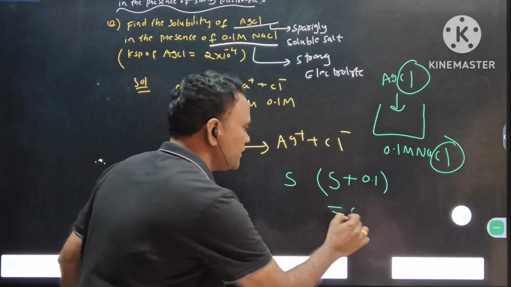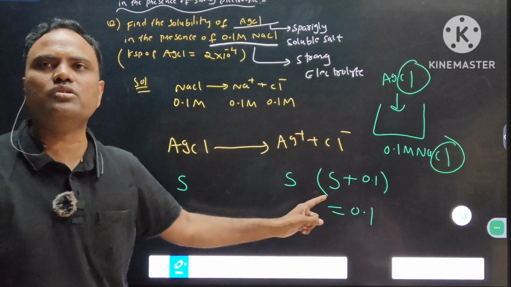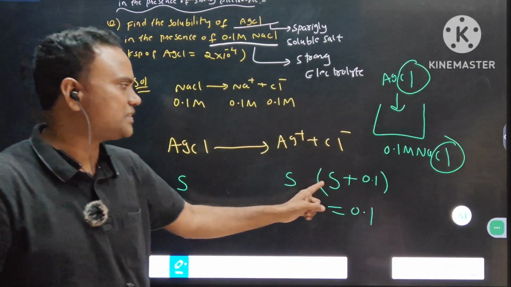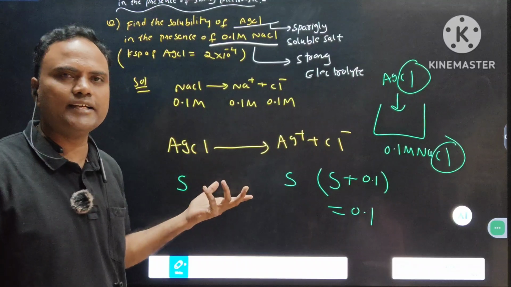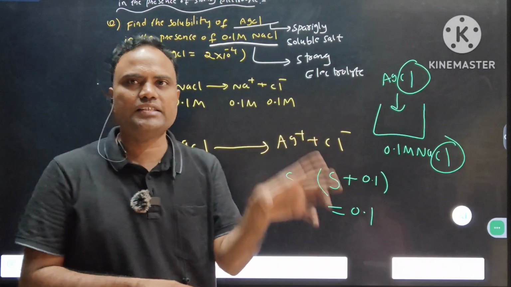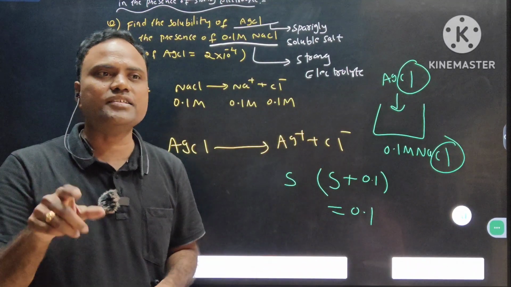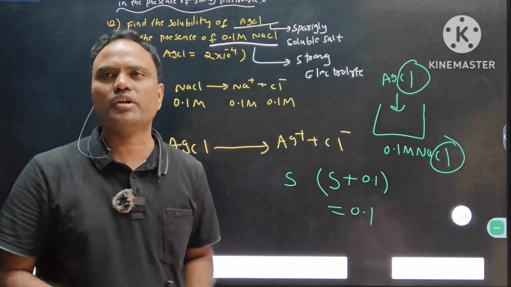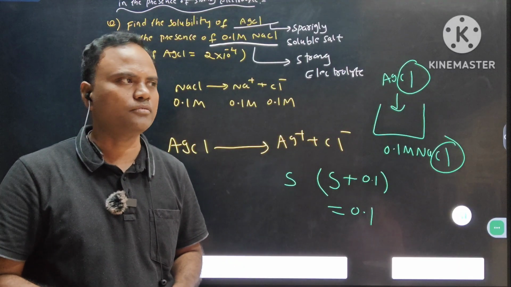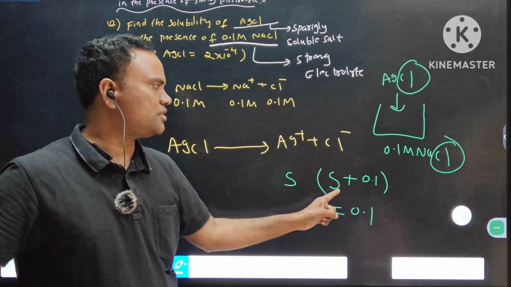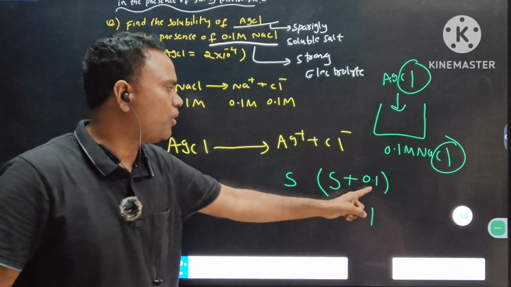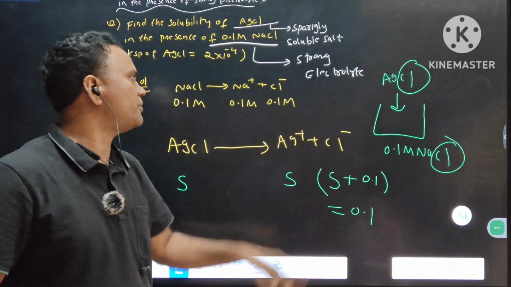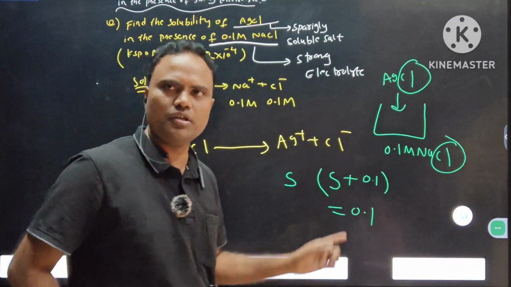So can I take it like this, 0.1? Why am I ignoring S? Because S is the concentration of chloride ions coming from the weak electrolyte. Remember the acetic acid story: HCl is giving 100, acetic acid is giving 2 only, so you can ignore 2. Clear? S is the concentration of chloride ions from AgCl. 0.1 is the concentration of chloride ions from NaCl. So you can ignore S. Okay, note down up to this.